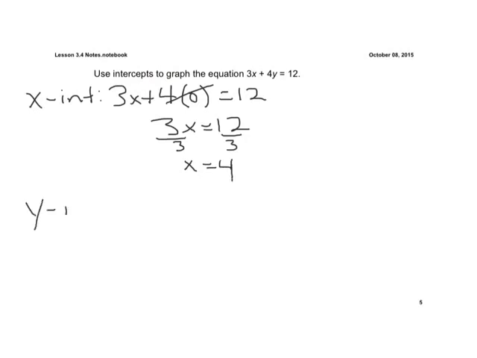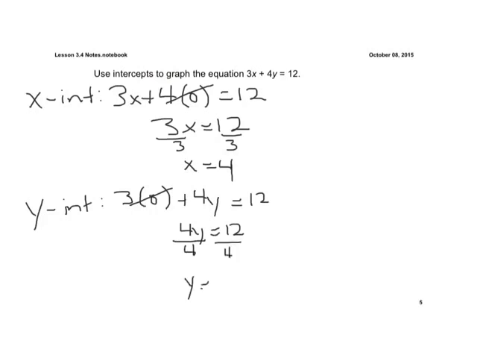Now let's find our y-intercept. Remember, the y-intercept is where it crosses the y-axis, so x is now going to be 0. So instead of x, we're going to plug in a 0. Now we're leaving y alone, plus 4y equals 12. Let's solve. Again, 3 times 0 is 0. 4y equals 12. We're multiplying, so do the opposite. Divide by 4, divide by 4. y is equal to 3. Now, these are our two intercepts.